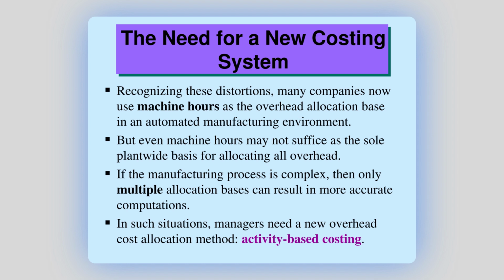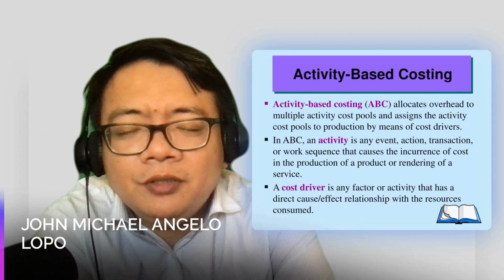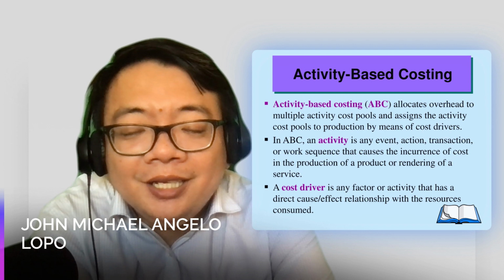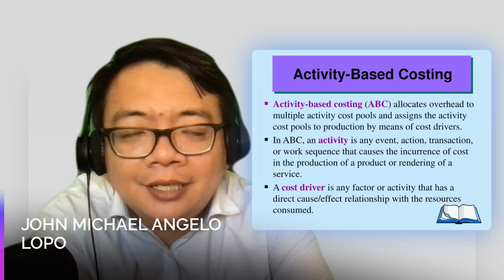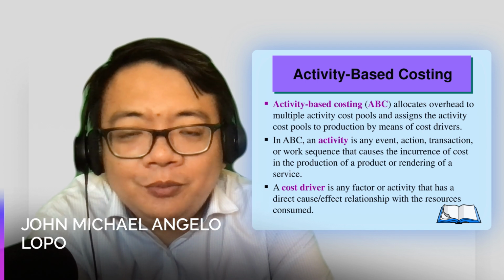Class, very important here is that managers need a new overhead cost allocation. Ano tawag doon? Activity-based costing. Again, it is also known as activity-based costing. All right. But in the first place, ano ba ang tinatawag nating activity-based costing? What do you mean by activity-based costing? So, ABC, by the way class, don't mention it as ABC costing because activity-based costing yan. Or it should be ABC na lang, okay?